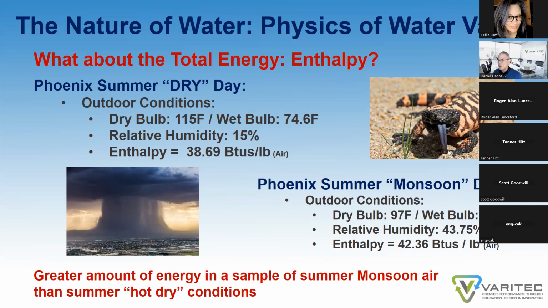So let's look at Arizona on a 115-degree design day at 15% RH. The total amount of energy in a sample of air is 38.69 BTUs per 1 pound of air. Compare that to the monsoon day, where we have higher humidity. Enthalpy is 42.36. Our peak summer design condition is summer Phoenix monsoon at 97 degrees, 78, versus 115 and 15% RH. And this is an important understanding to have if you certainly are intending on controlling humidity within a building.